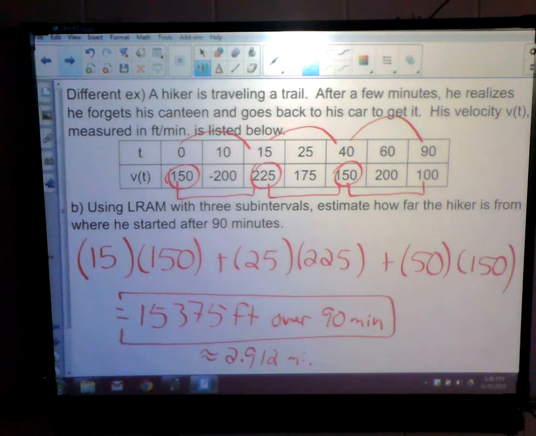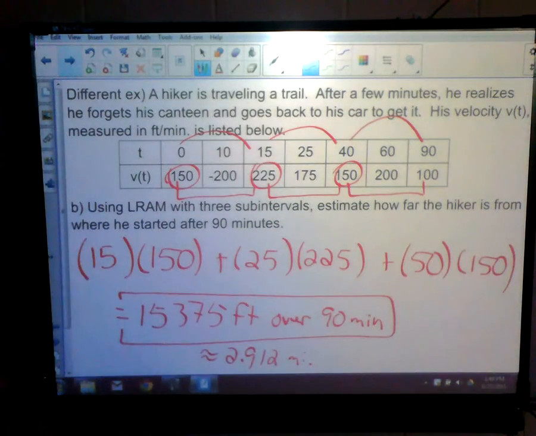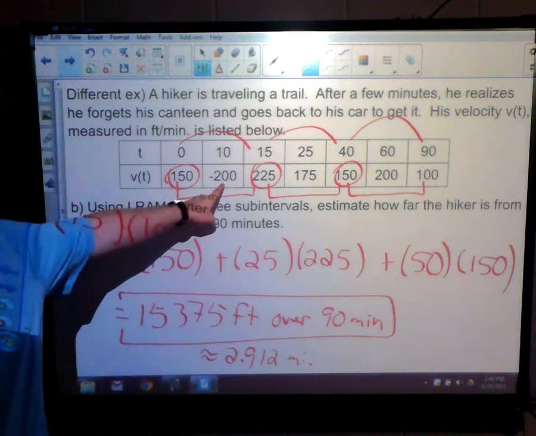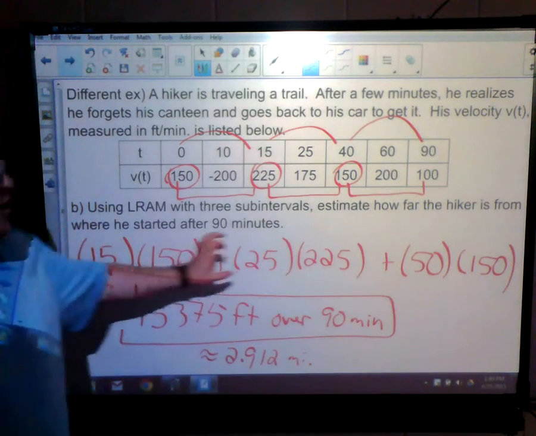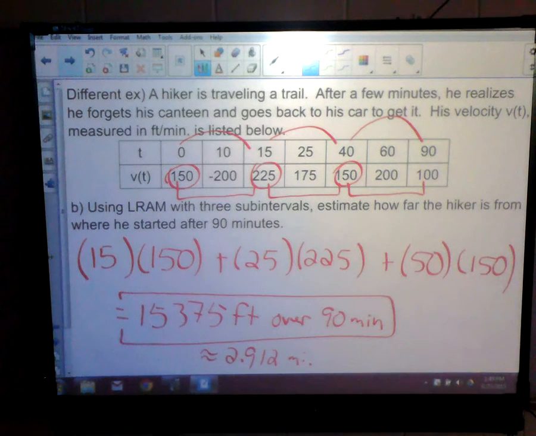Is this a good estimation, though? This isn't part of the question, but I'm going to ask it. Is this a good estimation? No. What in my data that I used did I omit that is important to this situation? This right here. At no point in my calculations did I take into consideration the fact that he went backwards for some time to get his canteen.